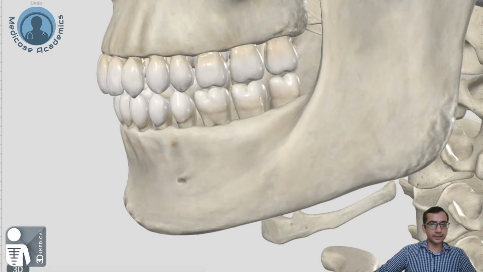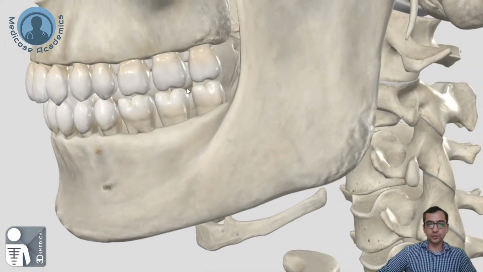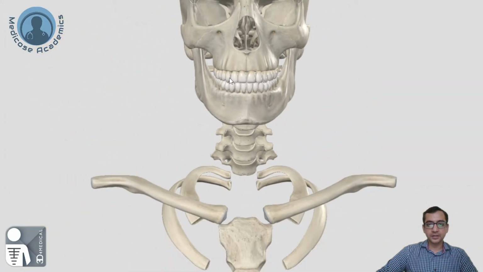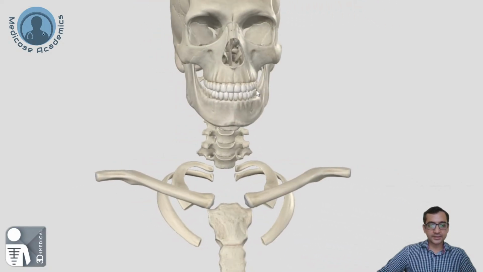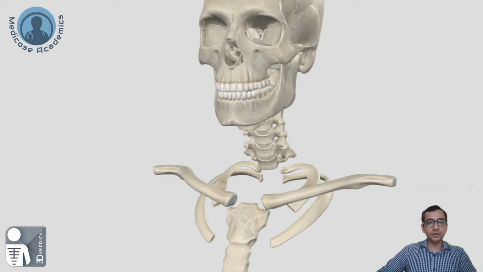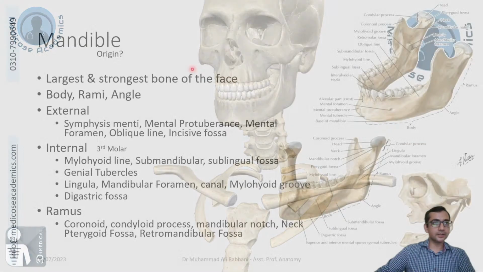Let me get to point zero and we will move to the next set of bones. So this is the mandible, which we talked about. Let's move on.